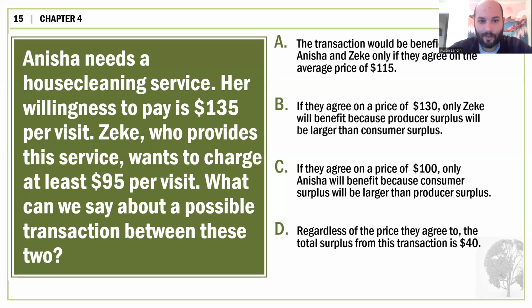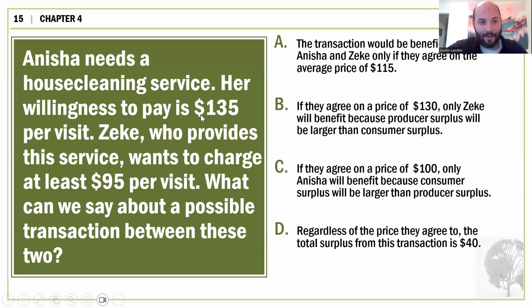Anisha needs a house cleaning service and her willingness to pay is $135. Zeke provides the service and wants to charge at least $95 per visit. So Anisha's maximum willingness to pay is $135. Of course, she would enjoy paying a price less than that, but she would pay up to this price. Zeke wants to charge at least $95 per visit, perhaps would be happier to charge more, but wants to make this amount. The transaction would only be beneficial to both if Anisha and Zeke agree to a price of $115, which is right in between.